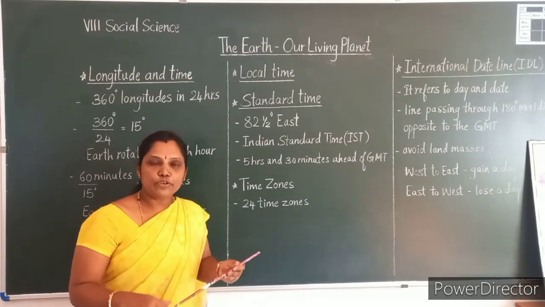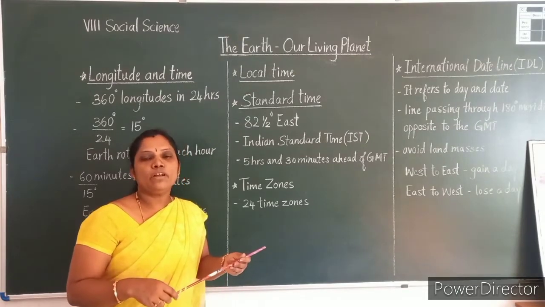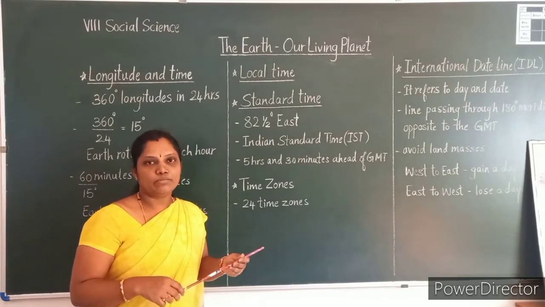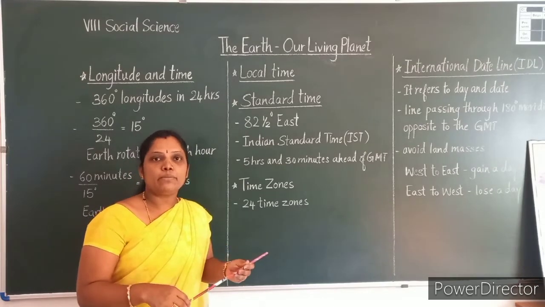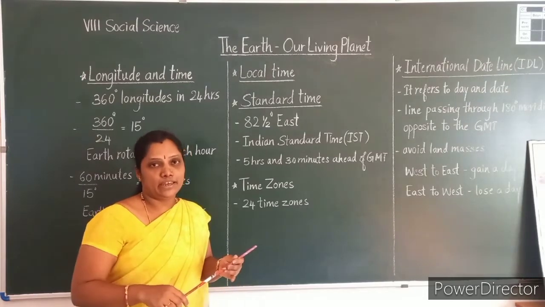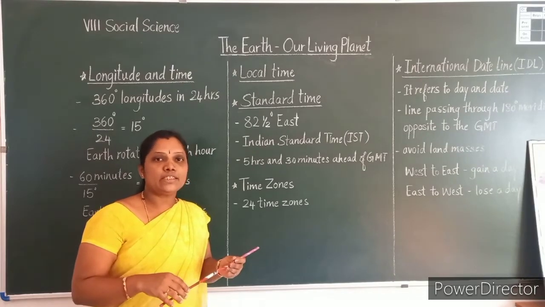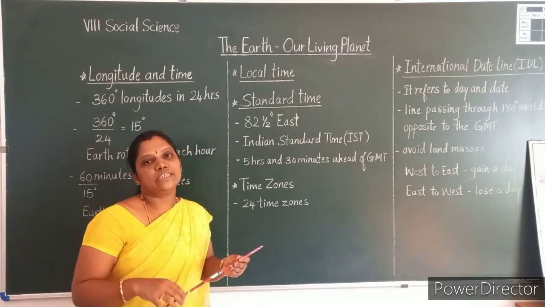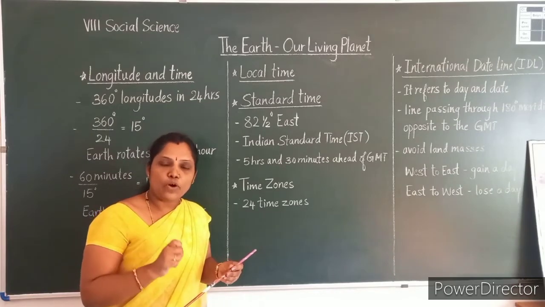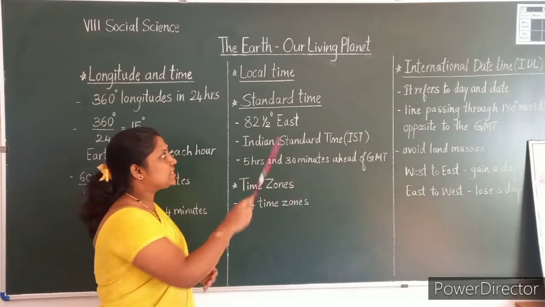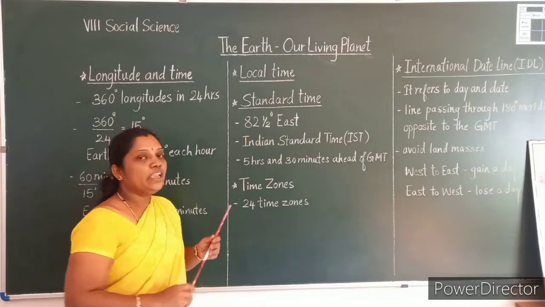In order to avoid the confusion, many countries followed a uniform time throughout the country. Such time is based on the central meridian, or the meridian on which the most important city is located. This uniform time followed throughout a country is called the standard time of that country.